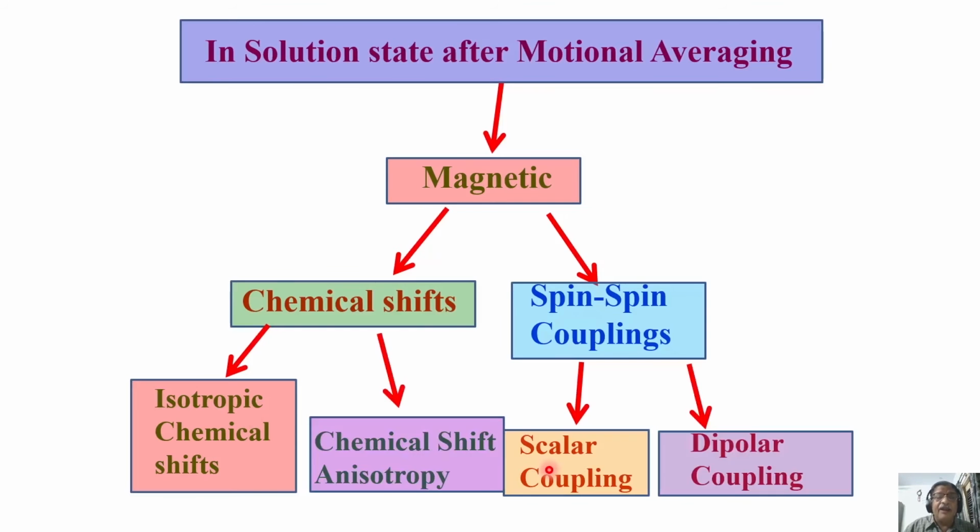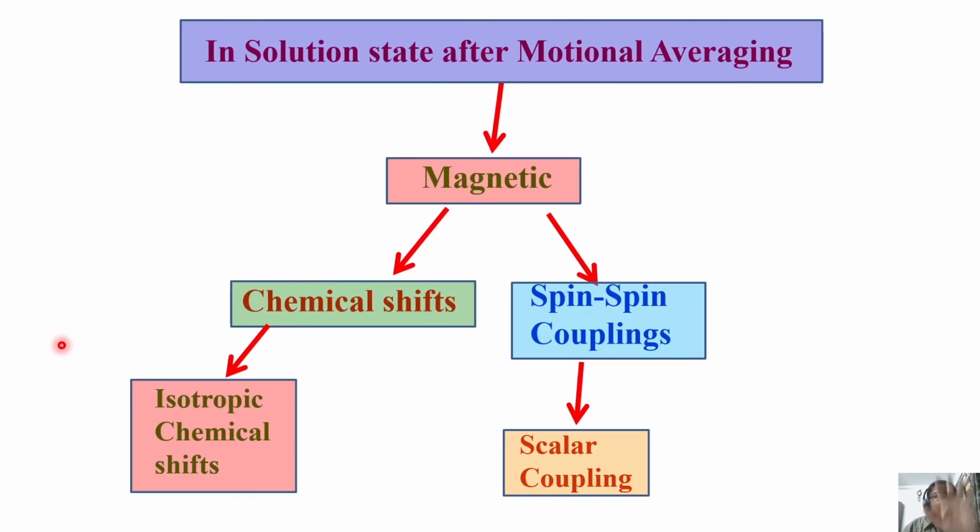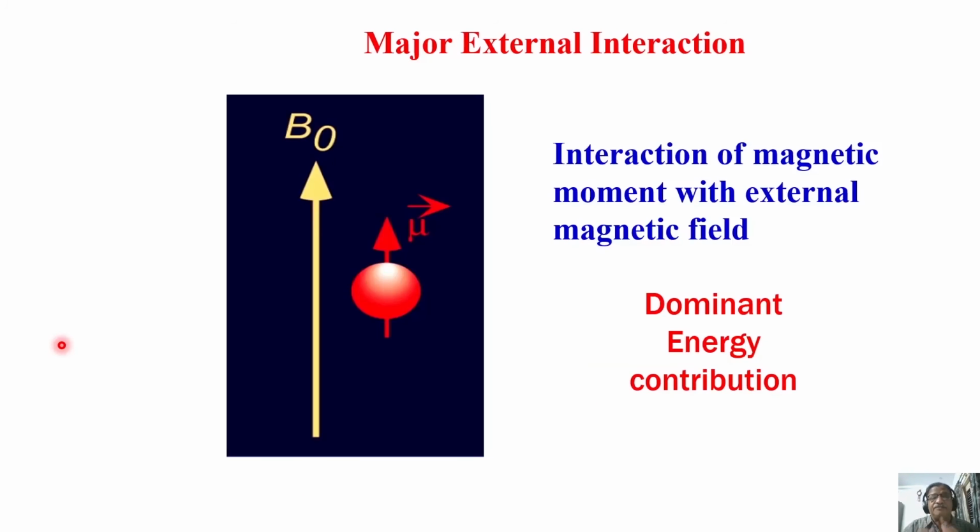Again, when I go to solid state NMR, maybe in the last 1 or 2 classes, I will briefly give you an idea, because it is not the aim of this course to give in-depth information about solid state NMR. I'll touch upon some of the principles and applications. In solid state, where there is no motion averaging, all these interactions are present. Now in the solution state, we'll talk about only these two parameters.